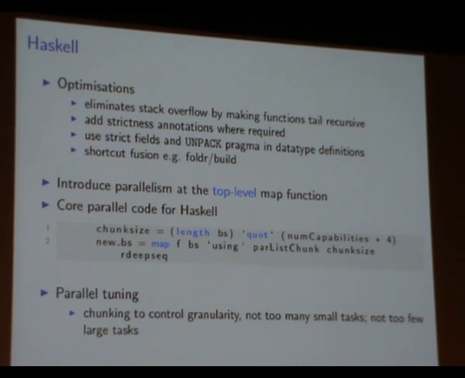So basically, the parListChunk strategy takes an additional parameter, the chunk size. So the chunk size specifies that if we have a large list of 1,000 elements, it breaks that list into smaller chunks. And then instead of creating sparks for each element in the whole list, we create a spark for each chunk, thus minimizing the overhead.